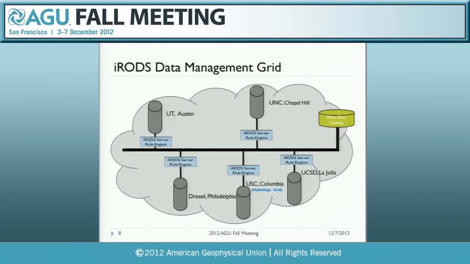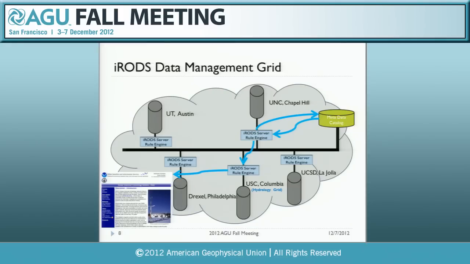So in the data management grid, if someone at UNC wants data, the request first goes to the metadata catalog, which provides information to the UNC server about where the data is available. If the data is available at USC in Columbia, then USC in Columbia, either from its own server or from a remote location, collects the data and provides it to UNC.